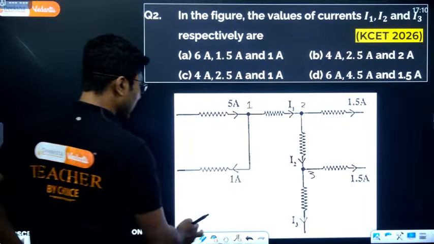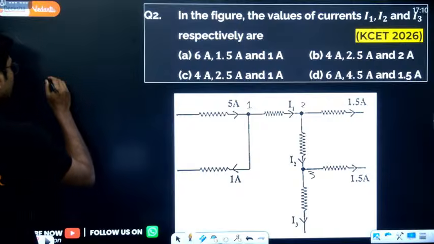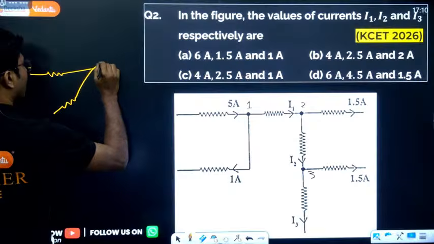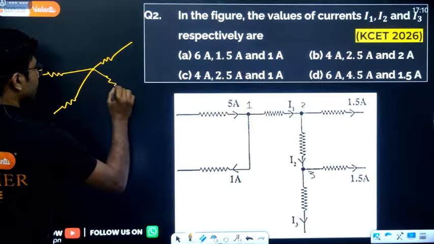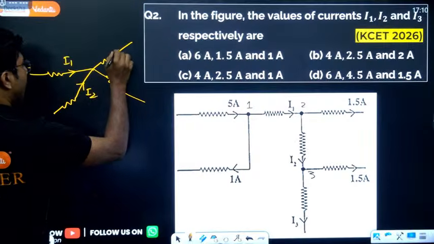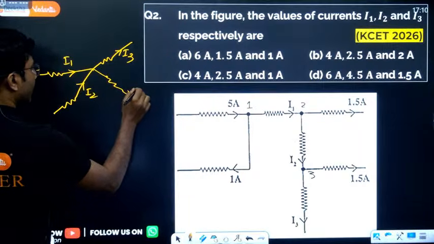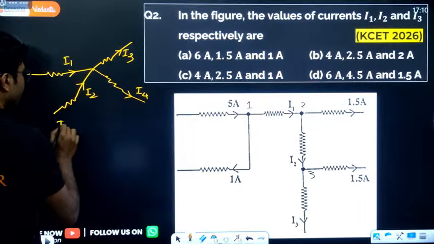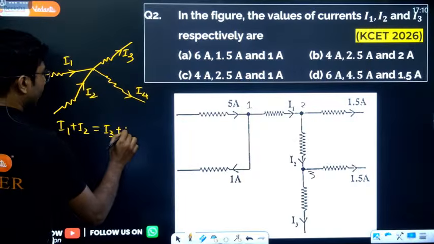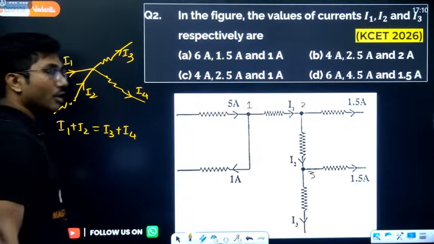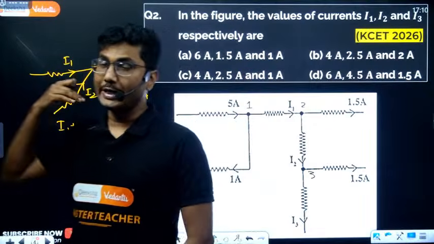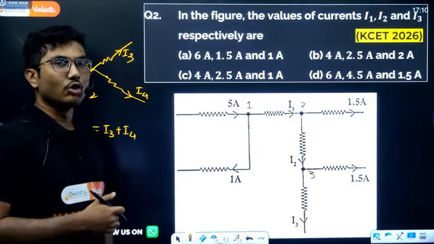If you recall Kirchhoff's current law, it says that whatever current is going into a junction and whatever current is going out of the junction should be the same. So if say I1 and I2 are going in and I3 and I4 are coming out, then Kirchhoff's junction rule says that I1 plus I2 should equal I3 plus I4. It's not necessarily that if 2 are going in, only 2 have to come out. 2 can go in and 1 can come out, or 3 can go in and 2 can come out.